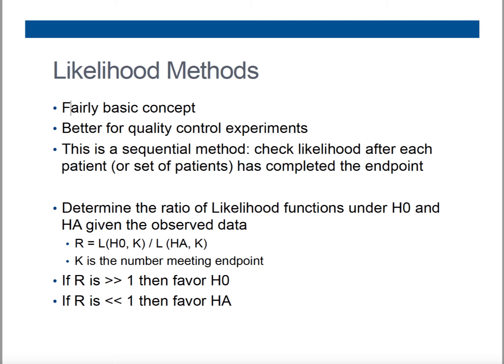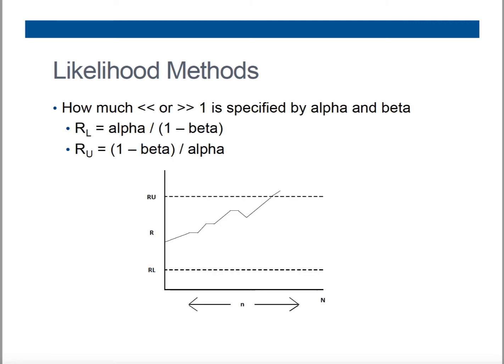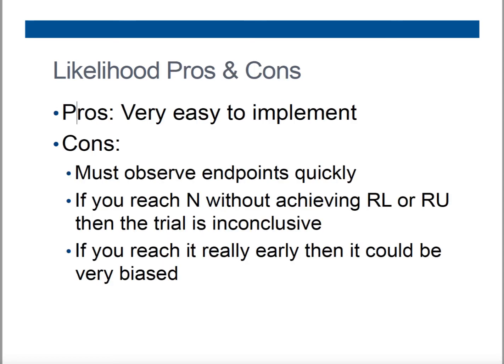Large ratios mean the likelihood is greater for H0. Small ratios mean the likelihood is greater for HA. And depending upon your specific alpha and beta, you'll then see a ratio upper limit and ratio lower limit. And once you have crossed a threshold, the study will stop. This is very easy to implement. The con, however, is that you must be able to observe endpoints quite quickly. If you reach N without achieving RL or RU, then the trial will be inconclusive, or often called negative. If you reach it early, then it could be very biased as well.